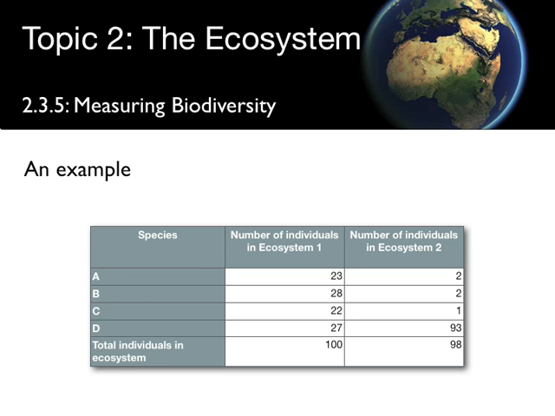Ecosystem 1 has 23 individuals from species A, 28 from species B, 22 from species C, 27 from species D, whereas ecosystem 2 only has 2 individuals from A, 2 individuals from B, 1 individual from C, but 93 individuals of species D. So, how do we perform Simpson's Index?